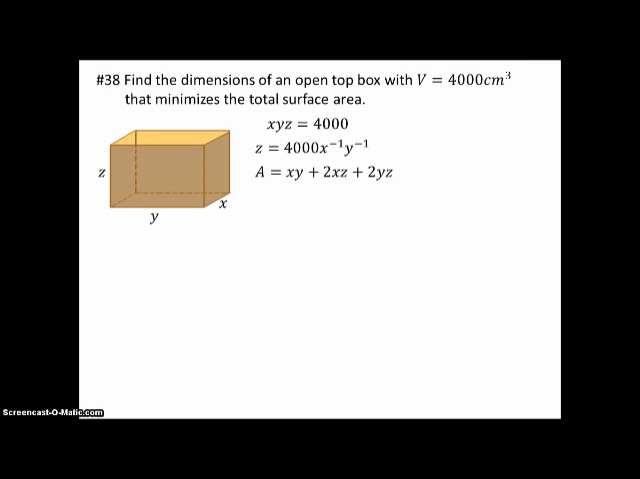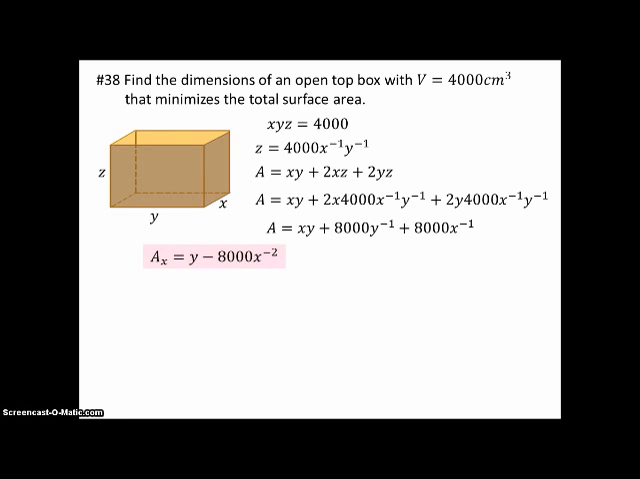And we want to minimize the surface area, which is the bottom xy, plus the sides, 2 of which are xz and 2 of which are yz. So I'm substituting for z, and now I have an expression for the surface area in only x and y. And I can simplify that a little bit by multiplying x times x to the negative 1. And now we have our partial derivatives, first in terms of x, and then in terms of y. And you're probably getting pretty good at computing those by now.